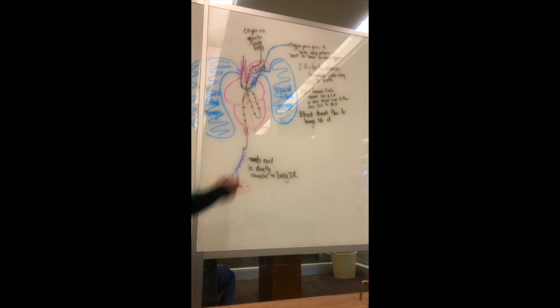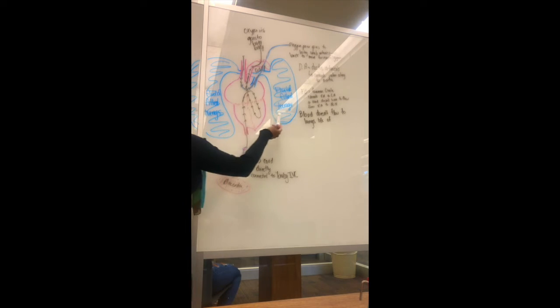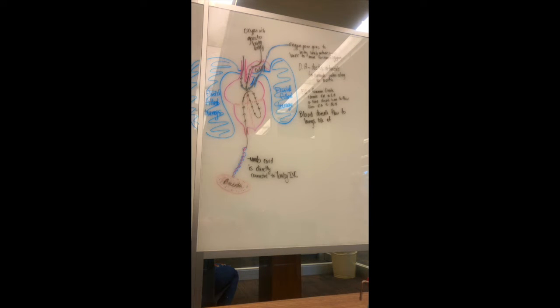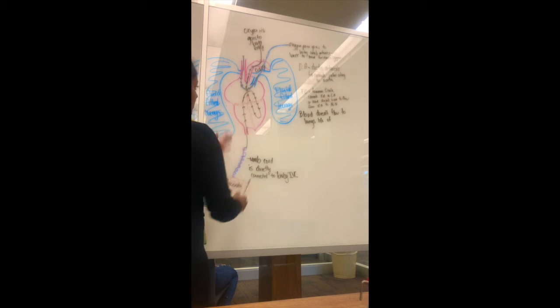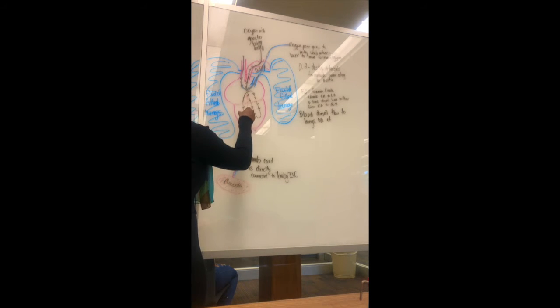This blue is fluid-filled lungs, both of them. They're filled with fluid, okay? Why are they filled with fluid? Because the baby is breathing in amniotic fluid, okay? Fluid-filled lungs are here. This is obviously the heart, right atrium, left atrium, right ventricle, left ventricle.